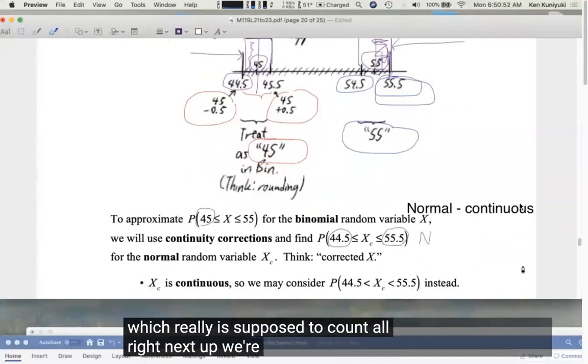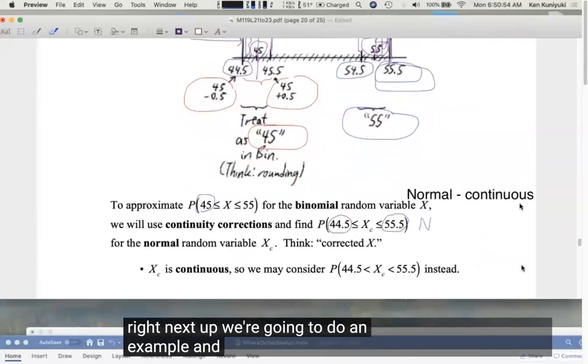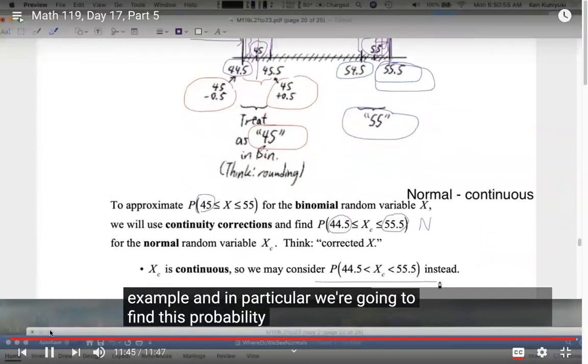All right, next up, we're going to do an example. And in particular, we're going to find this probability. Okay, so obviously the example will help, but anything about these foundations before we go to the example? Right, again, keep it in chat. The homework will help, obviously.